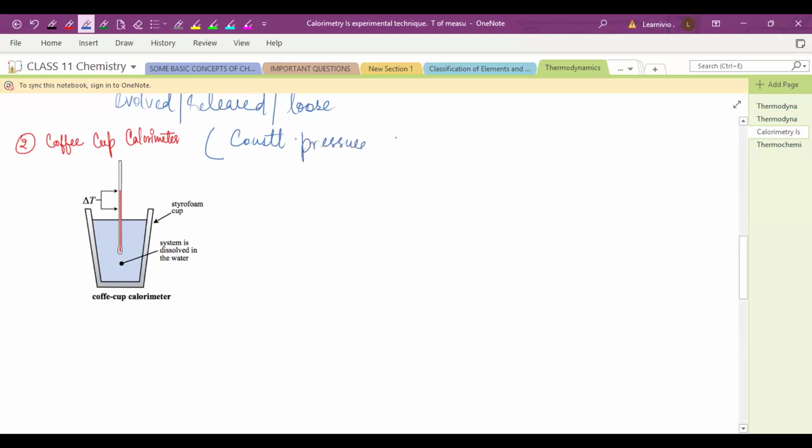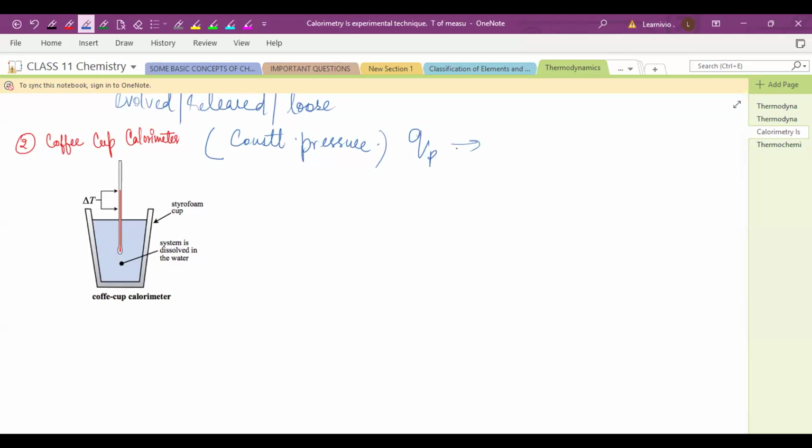At constant pressure, how will you write Q? QP. So here, at constant pressure, which type of energy is measured? We have already discussed that. If the pressure is constant, then in this case what do we calculate?